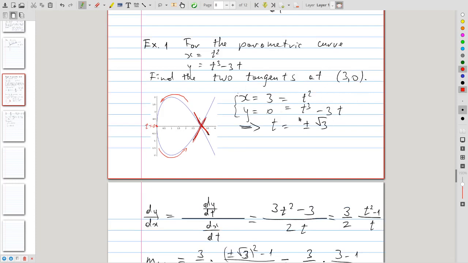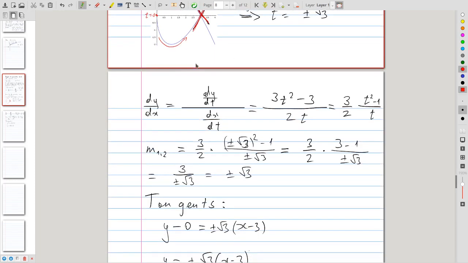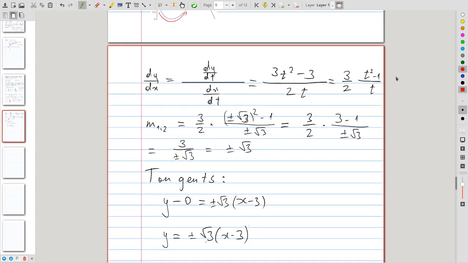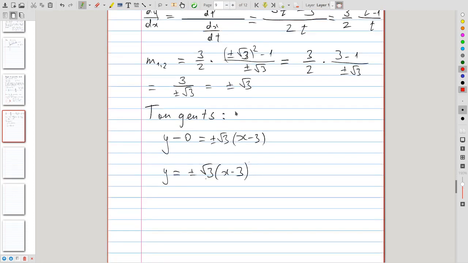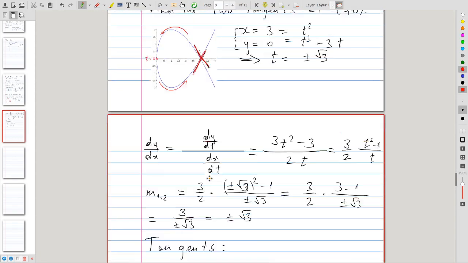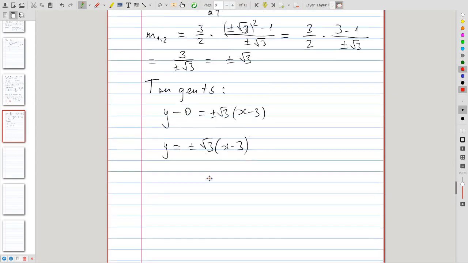And so we have successfully found the equations of the two tangents at the point (3, 0) by first solving this system and determining the corresponding t, and then we just use this formula here to compute the slope, and then just plug in the values of t we got from our system, and that gave us the values of the slope to plug into the equations of the tangents. So very straightforward procedure here.